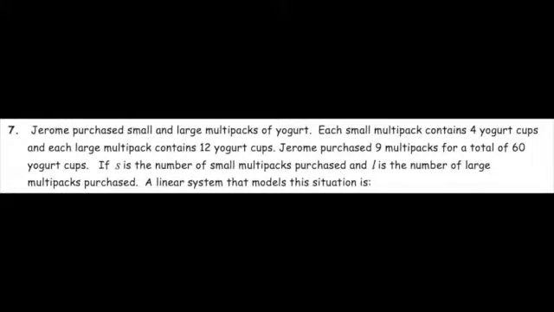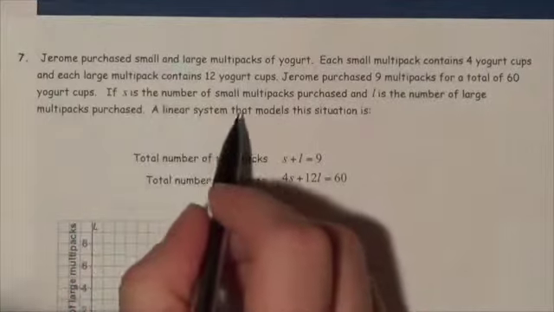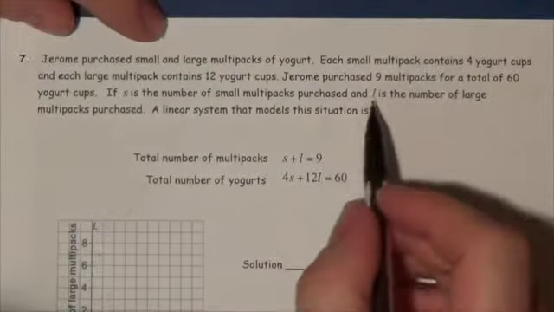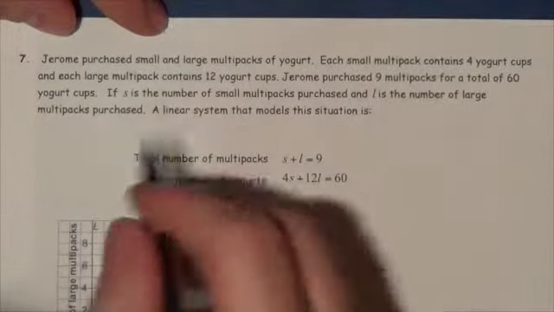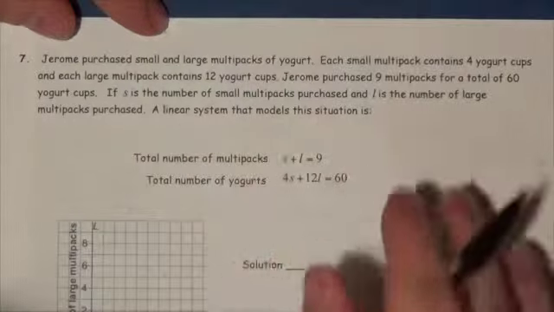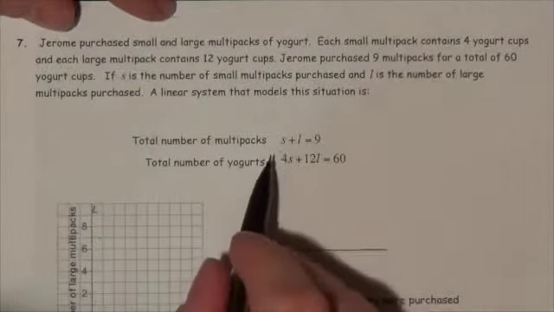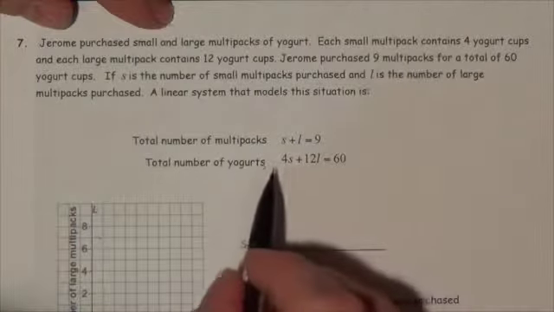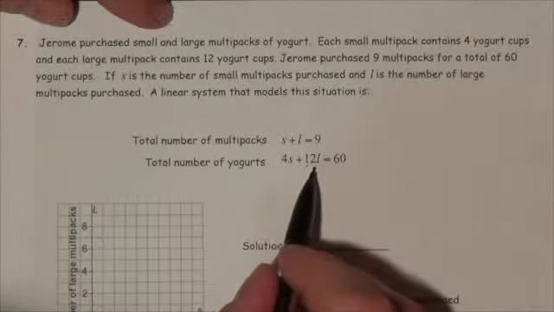Example 7. Jerome purchased small and large multi-packs of yogurt. Each small multi-pack contains 4 yogurt cups and each large multi-pack contains 12 yogurt cups. Jerome purchased 9 multi-packs for a total of 60 yogurt cups. Okay, so if S is the number of small multi-packs purchased and L is the number of large multi-packs purchased, the wording's a little odd here, but the linear system that models this situation is S plus L equals 9, and 4S plus 12L is equal to 60.